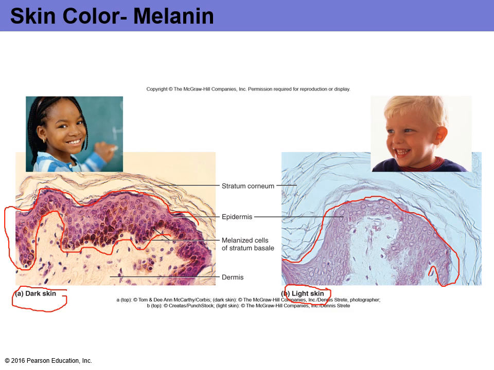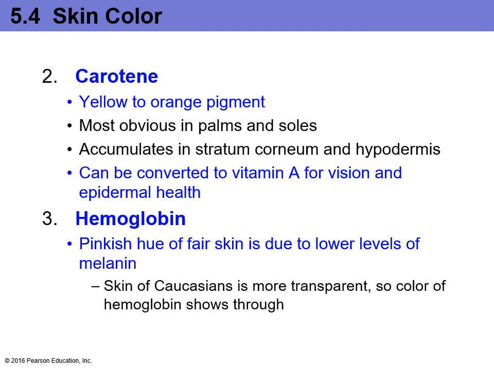Some other ones that play a role are carotene, and if the name makes you think of carrot, you're on the right spot. Carotene is a yellowish to orange pigment. We usually see that mostly in the palms and the soles of the feet. Carotene can be converted into vitamin A, which research has shown plays an important role in our vision and epidermal health. And then the third one is hemoglobin. Hemoglobin comes obviously from the transport of our red blood cells, and as blood streams close to the epidermis, it will allow for more of a pinkish hue to show.